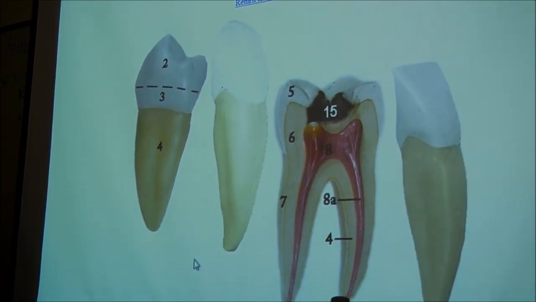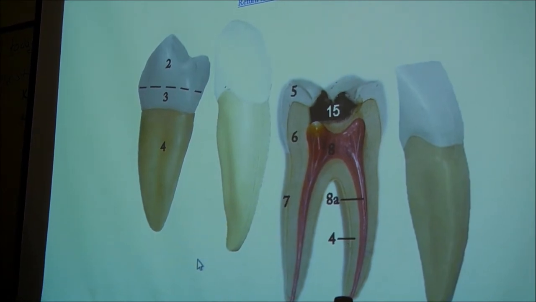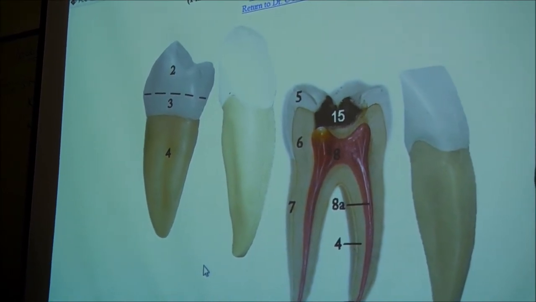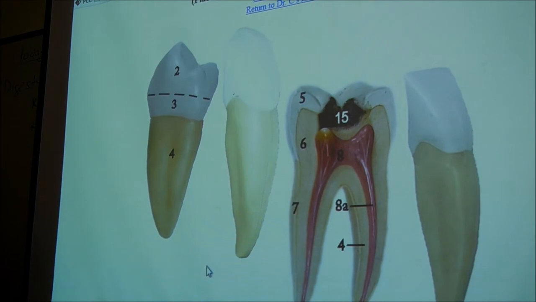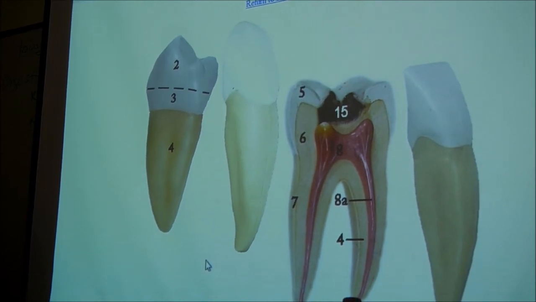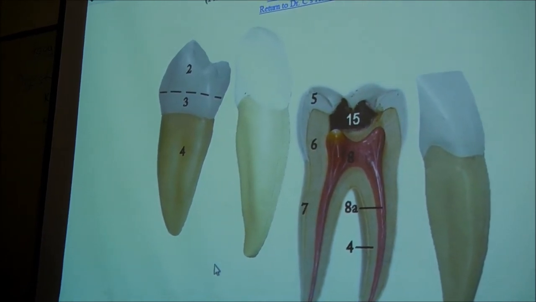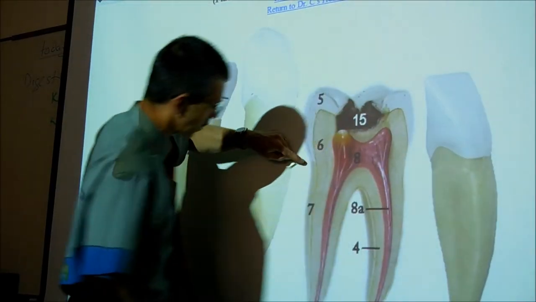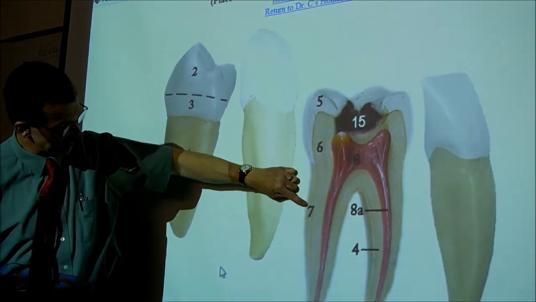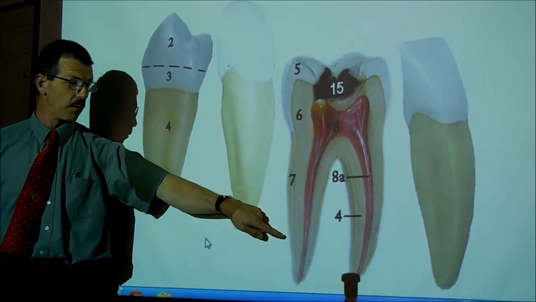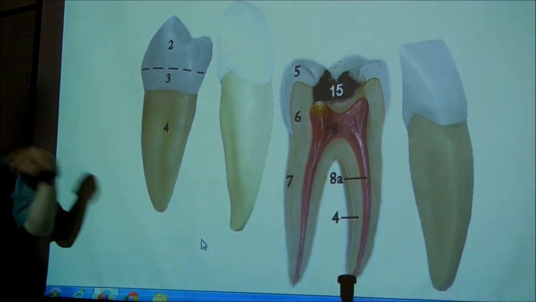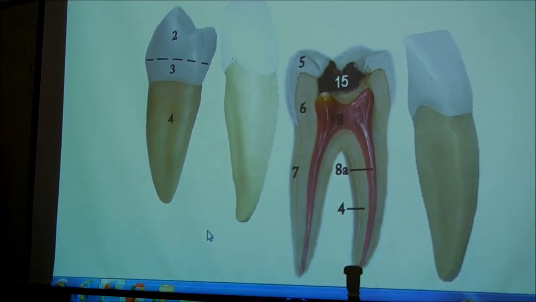Make sense? The only thing we left off of our tooth was the periodontal ligament. So what does periodontal mean? Around your tooth. So number 7, this little line here, represents basically the periodontal ligament, what's gluing your tooth into the bone. And the cementum would be the stuff.